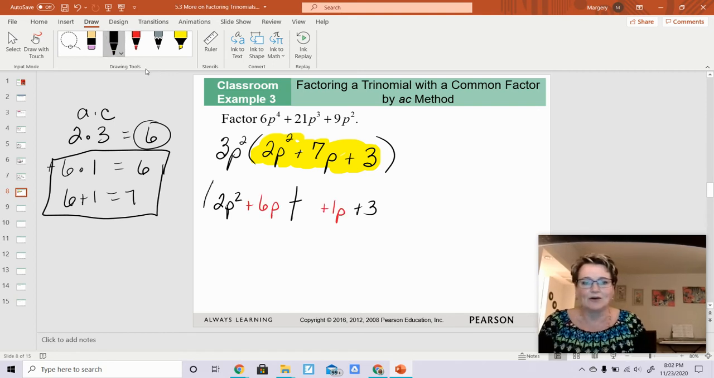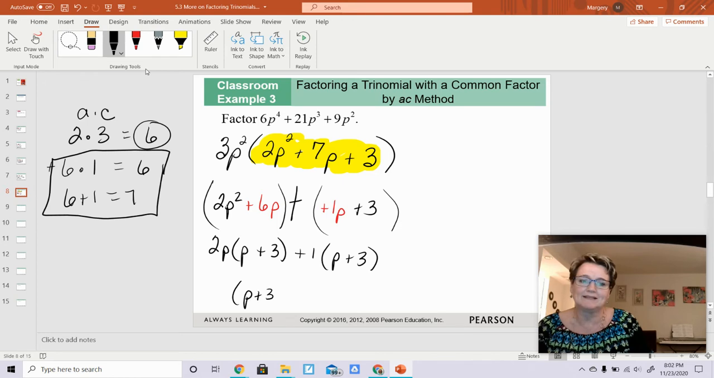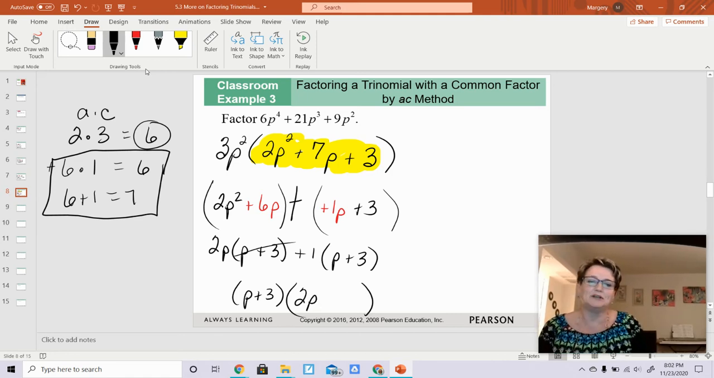Now what I do is I grab these two together. I grab these two together. These two both share a 2p, and I get p plus 3. These two here share a 1, and I get p plus 3. Now remember, they both share a p plus 3. When you do that, this goes to 1, and I'm left with 2p. Same thing here, I'm left with 1.